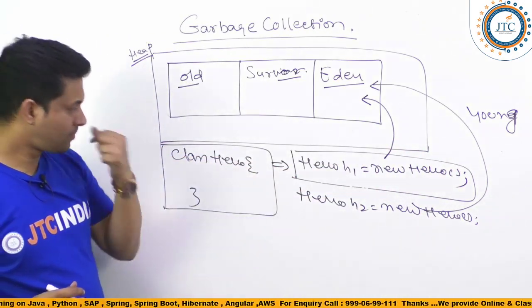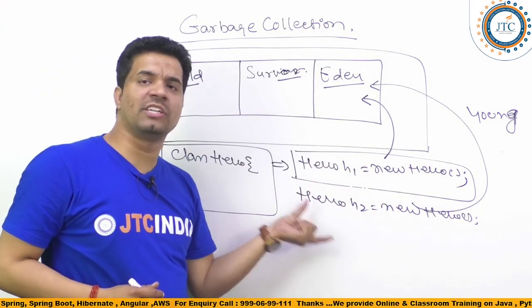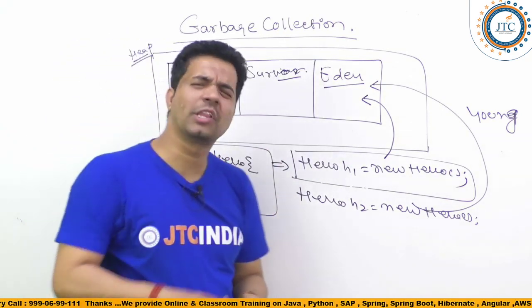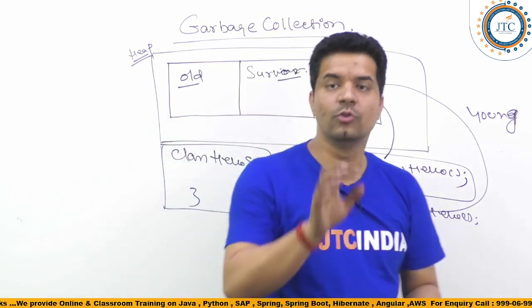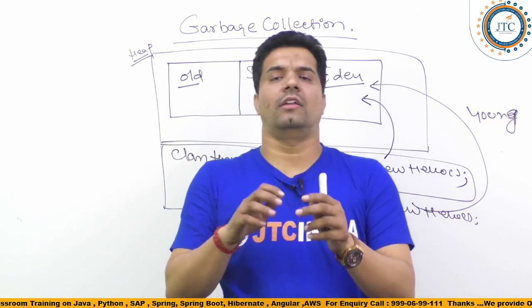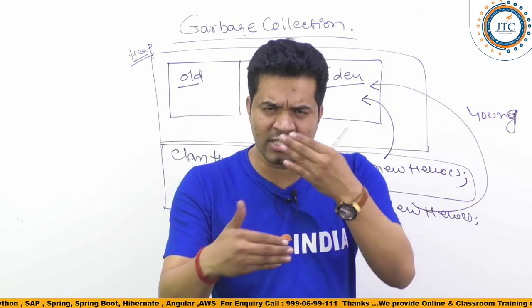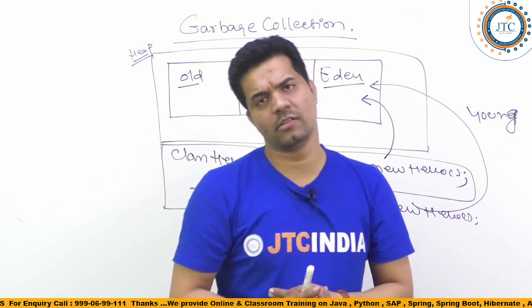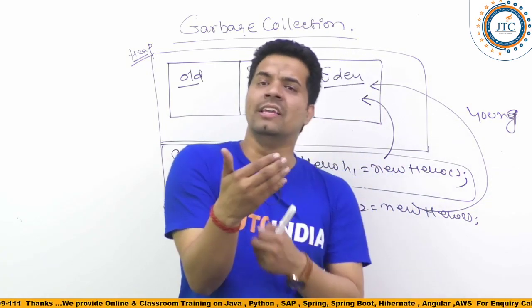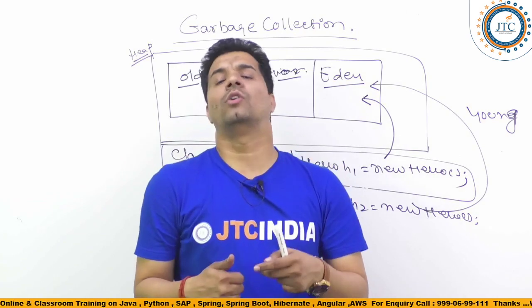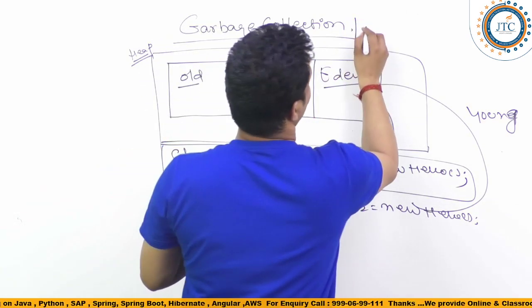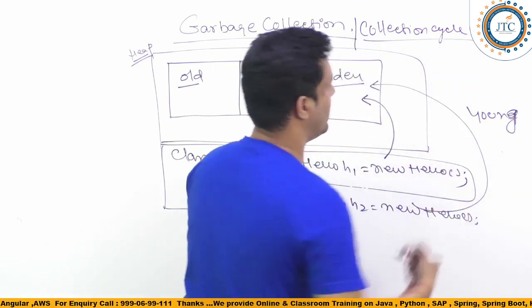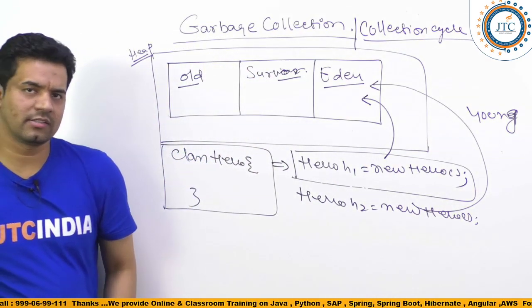Now, Hello h1 is equal to, so these objects we have created and they are placed inside Eden. Now what happens? Whether you do anything or not, the garbage collection process is an automated process. So automatically a collection cycle is there. We call this a collection cycle, right?